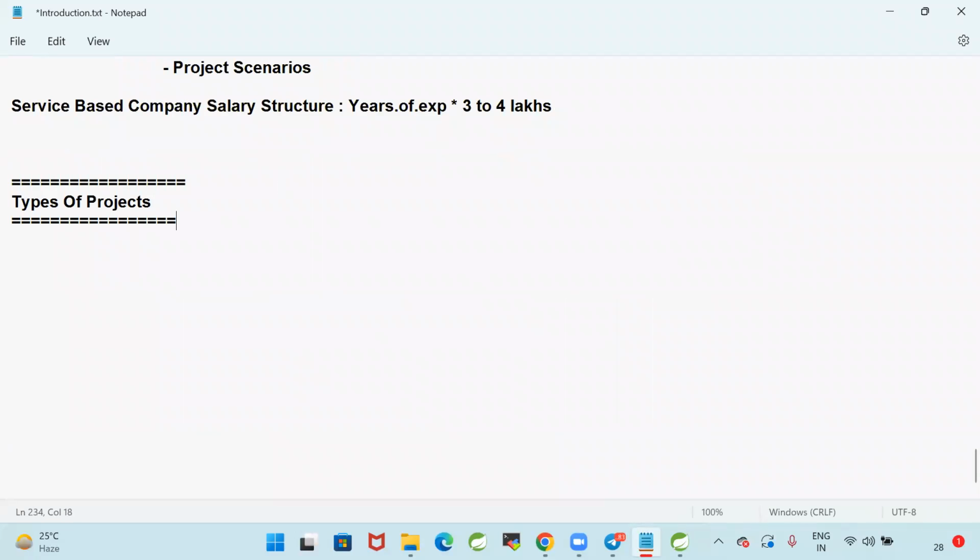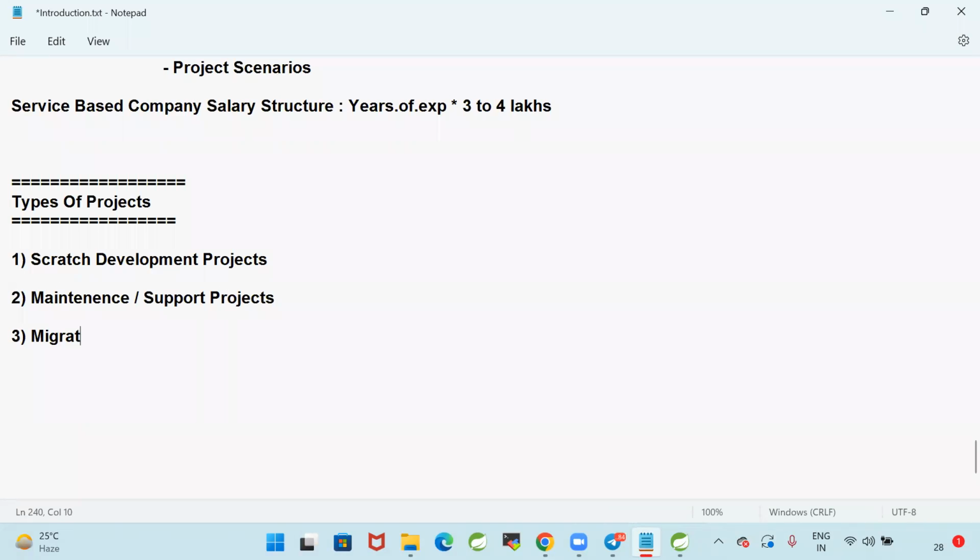So once we join the company, sir, what kind of project will be available? Some scratch development projects will be available. And the second one, maintenance projects will be available. Maintenance is also called support projects in the companies. And we will be having some migration projects also in the companies. So tomorrow you may get the job in any one of these projects.